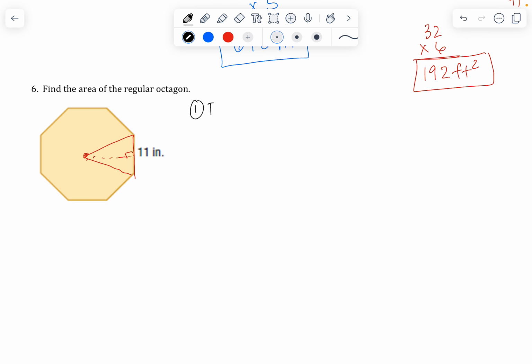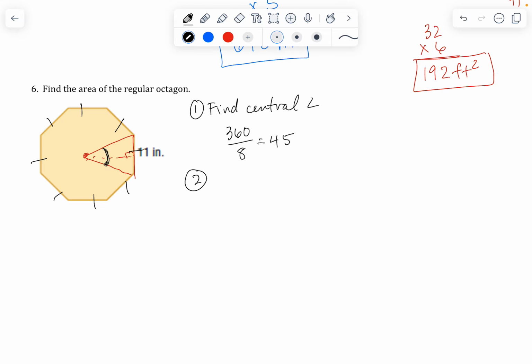Step number 1 is we have to find a central angle. So that means figure out how big this angle is right here. Well, this is an octagon. So remember on the front side of our notes, we did 360 and divided it by how many central angles there are or how many sides there are. Well, there's 8 sides here. 1, 2, 3, 4, 5, 6, 7, 8. So we're going to divide by 8. That central angle is 45.